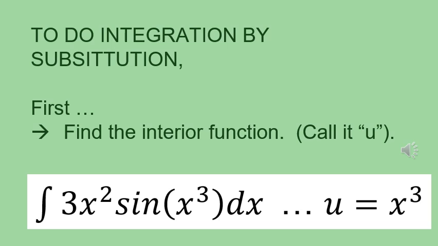Now, I'll formally write down later some of the things you can look for to locate those interior functions. After a trig function is a classic way that you can find it. You might also see it inside parentheses, under a square root, on the bottom of a fraction. All of those different places are ways that you can locate u.